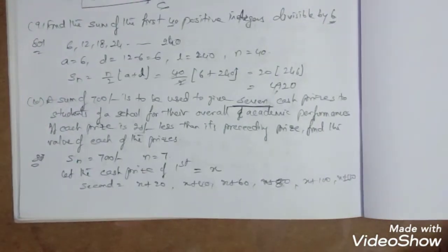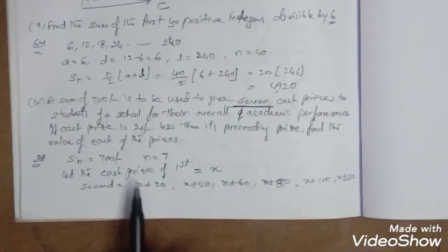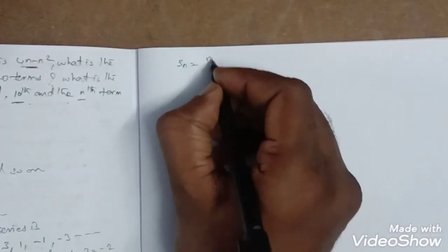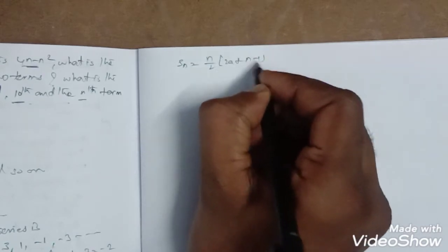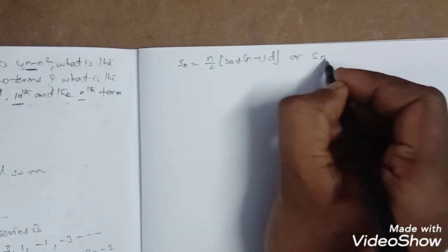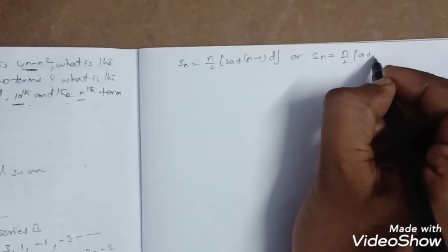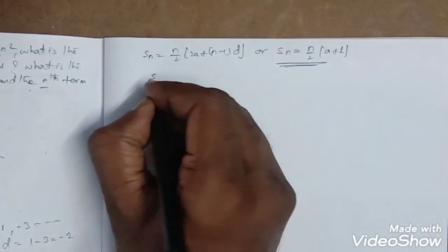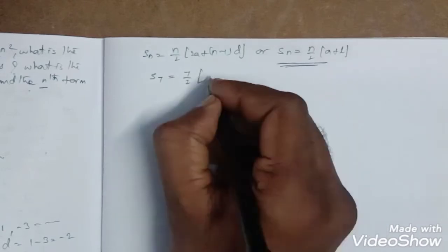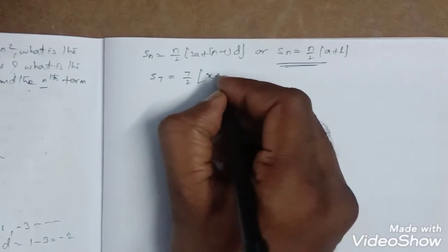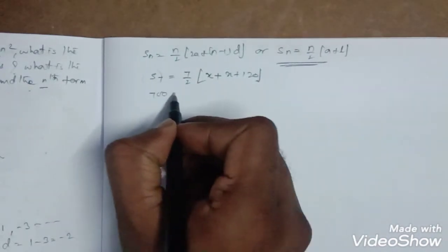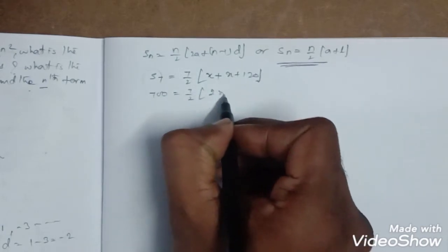Now after getting all these 7 cash prizes, you have to take the sum of all these values, because sum of cash prizes is equal to total, 700 rupees. So you can take your formula as Sn is equal to n by 2 into 2a plus n minus 1 into d, or you can take formula as Sn is equal to n by 2 into a plus l also, because your last term is given, so I can use this formula. So S7 is equal to 7 by 2 into a value is given as x, l value is given as x plus 120, right?